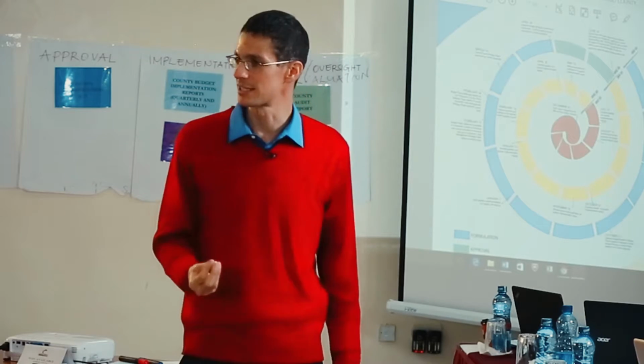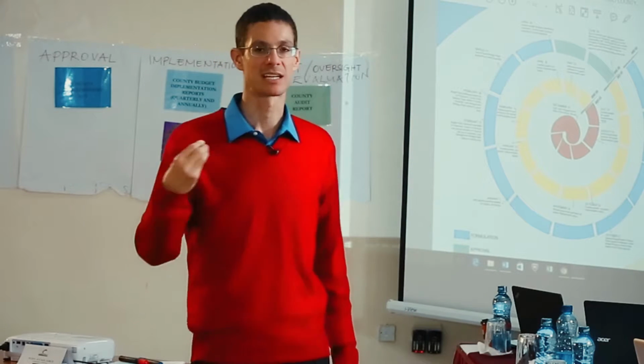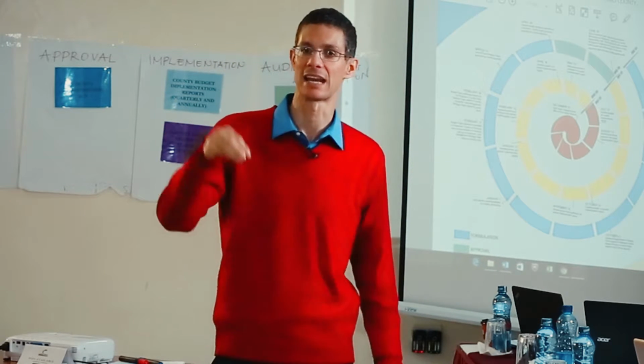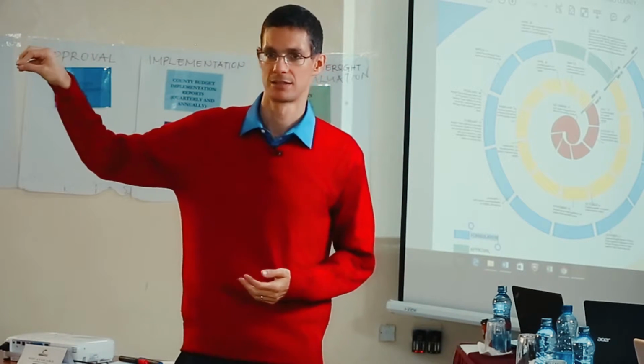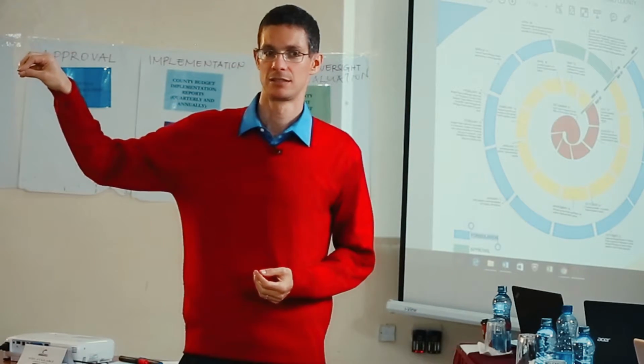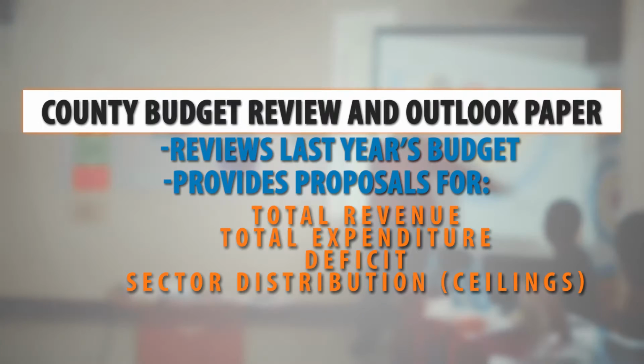Okay. The reason that we have review and outlook is because we are trying to make the connection between how we spend and how we are going to spend. Okay? It is sent to the cabinet by the end of September, and then it is sent to the assembly, and then it is made available to the public. What happens next? There is something known as sector working groups.